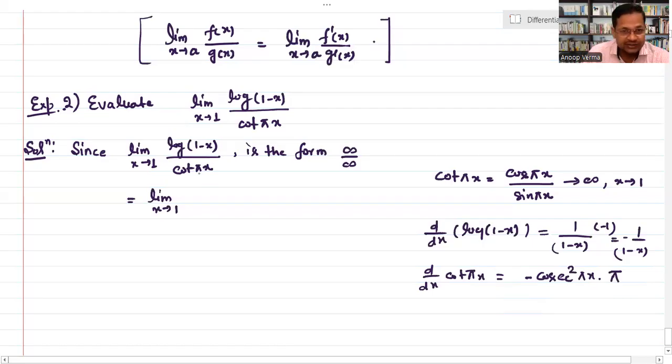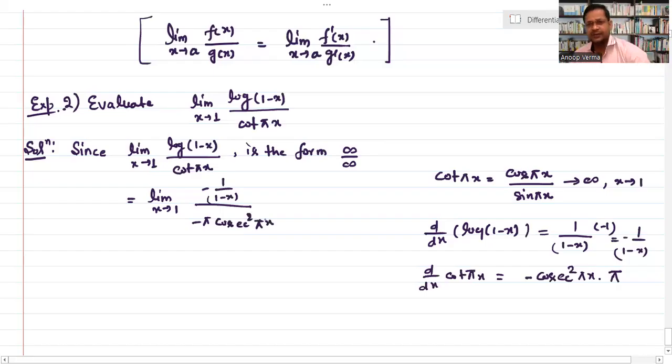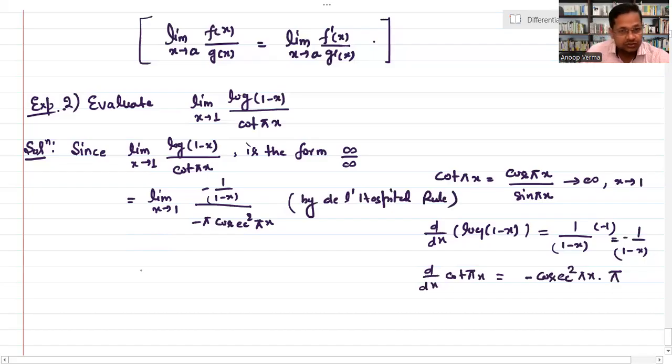Okay, so you will get here, take the derivative, so it will be minus 1 upon 1 minus x, ये हो गया, divided by minus of pi, and this is cosec square pi x. You just take the derivative. आप सभी लोग इंटरमीडिएट में पढ़ चुके हैं डिफरेंशिएशन ऑफ अ फंक्शन। Okay, so this is by the rule of L'Hospital. Okay, so by this we can apply this thing.